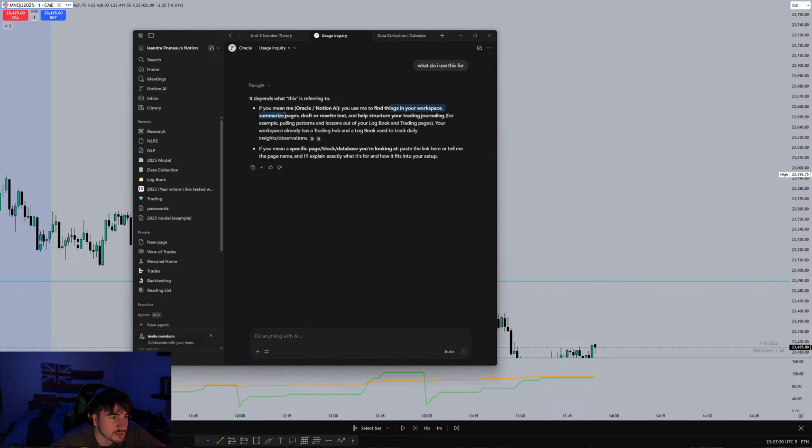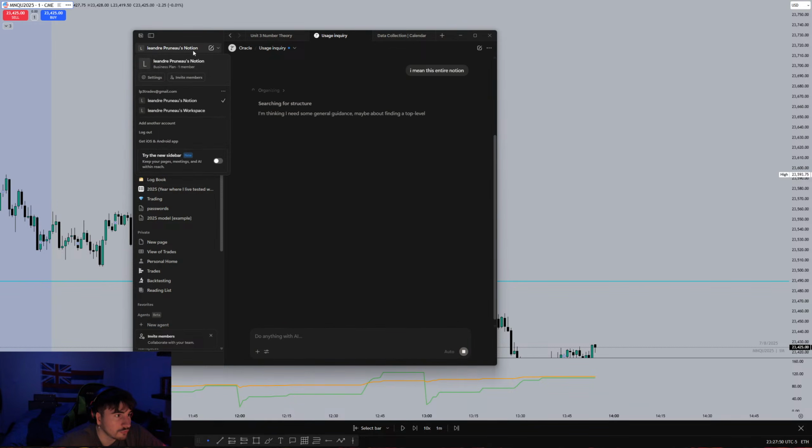It can find things in your workspace, summarize pages, draft, rewrite text, and help structure your training journaling. For example, pulling patterns and lessons out of your logbook and trading pages. Your workspace already has trading hub and logbook. I mean this entire Notion.